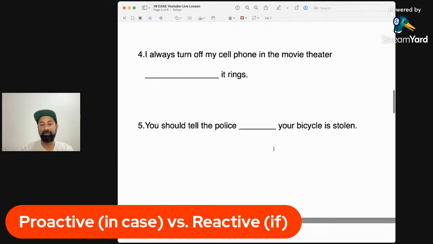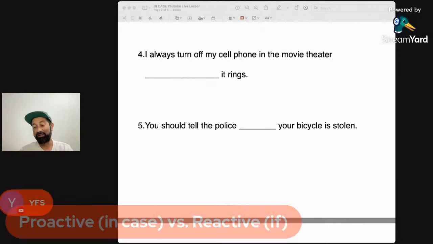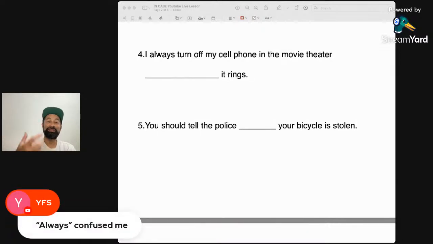Number 5. You should tell the police something. Your bicycle is stolen. Always confuses me. YFS. Yeah, always. It means I'm always doing it. It's my routine. I routinely prepare for my phone ringing in the movie theater.